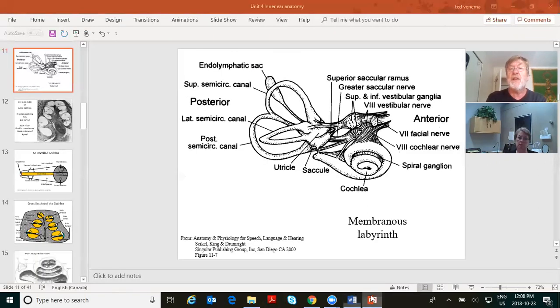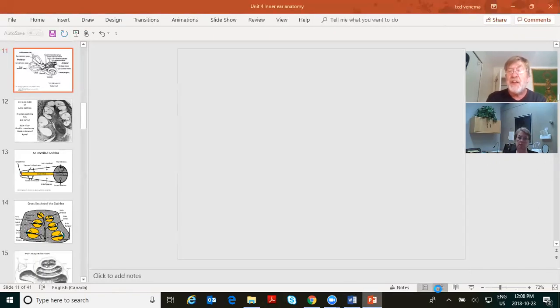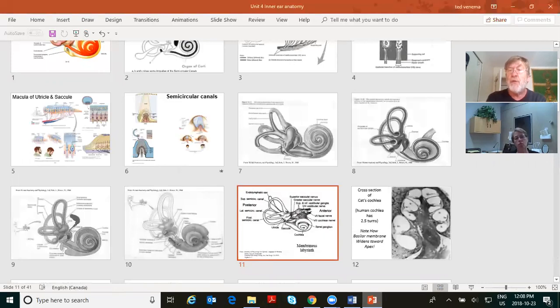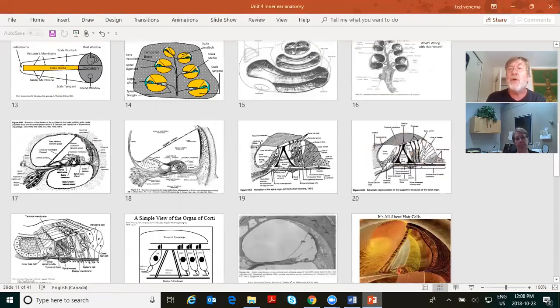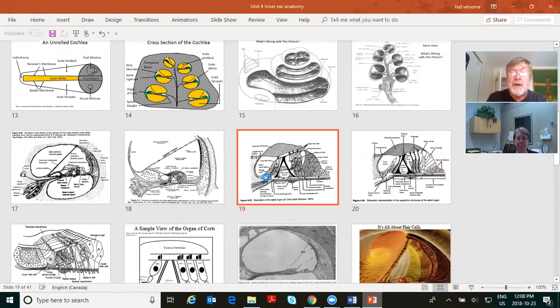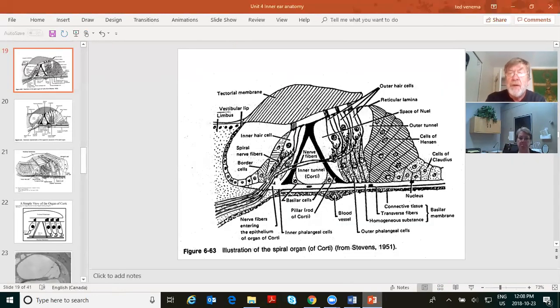And let's look at a picture here to give us a better idea of what that might look like. So we'll go here and here. Okay, follow my cursor. Eighth nerve fibers going here.